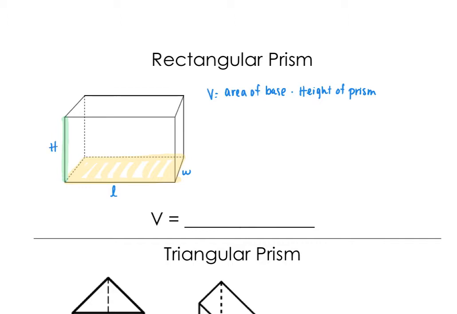So to make it a little bit more specific for a rectangular prism, the way we find the volume, well, the area of the base, the base is a rectangle, and the way we find the area of a rectangle is just length times width, and then we multiply that by the height. So you can say the way you find the volume of a rectangular prism is you just do length times width times height. So you basically just take the three numbers and multiply them, and that's the volume of the rectangular prism. So let's look at an example.